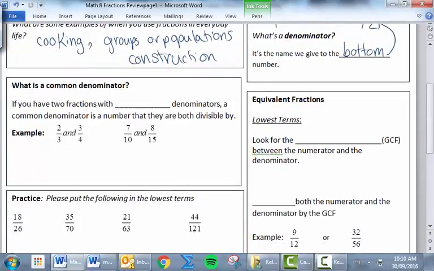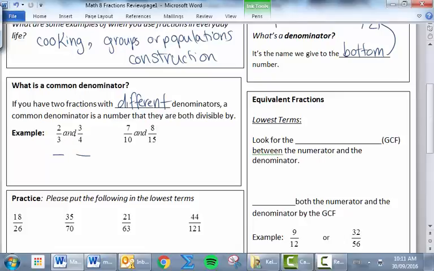Common denominator is another part you've probably seen before. If you have two fractions with different denominators, so different bottom numbers, you need to have a common denominator, so something that's common between them, the same, in order to add or subtract them. So for example, 2/3 and 3/4, you can't add thirds and fourths together. They just don't mix like math. So to get a common number between the two, looking for a number that both 3 and 4 go into, or a number that they're both divisible by.